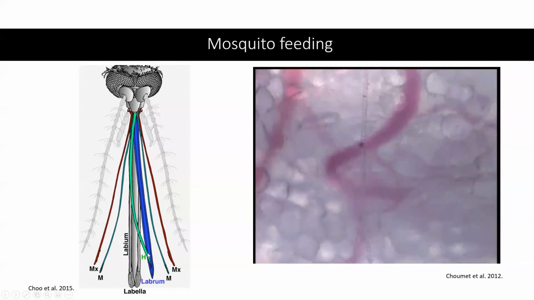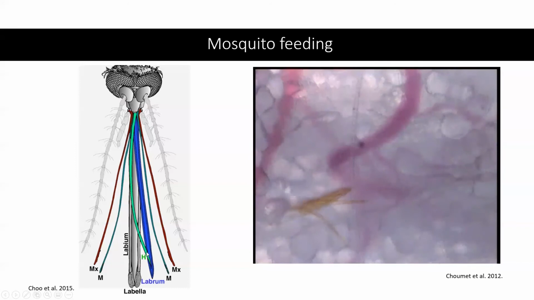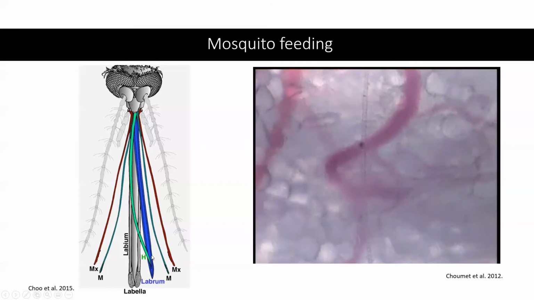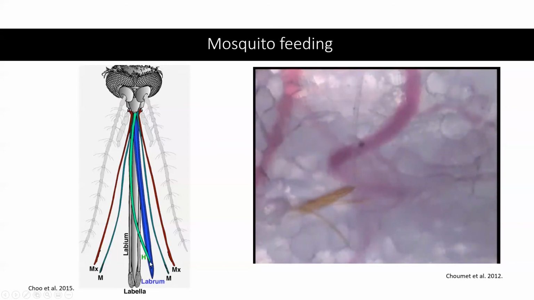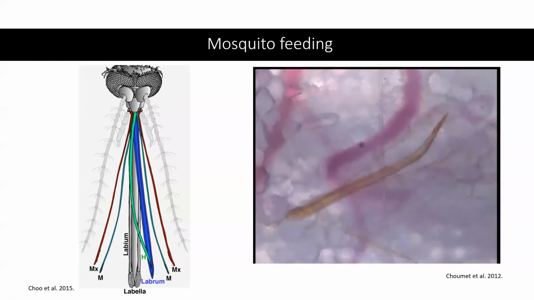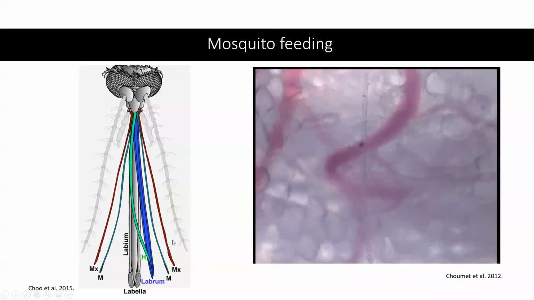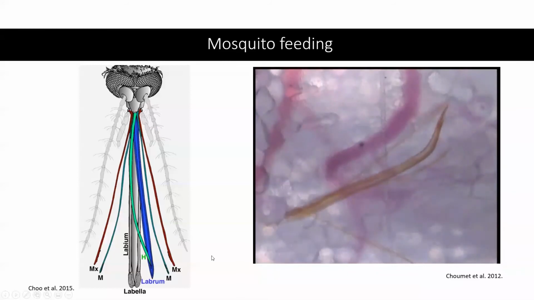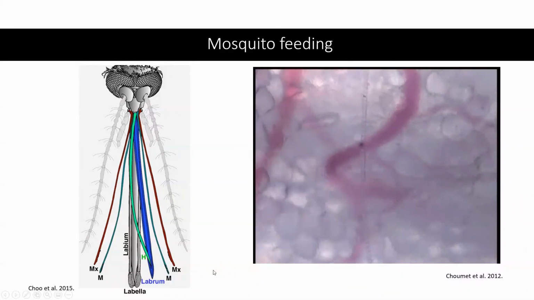Then we have the hypopharynx and the labrum that work together. The labrum houses the sensory organs, so this is responsible for sensing blood vessels. This is like a homing device. And then the hypopharynx is right there, so once the blood vessels are found, it can just pierce the blood vessel. So what is released is a saliva that has antihistamines and anticoagulants, so the blood can keep flowing, and the host doesn't feel the mosquito feeding on you. This is where the virus would enter your body, through the saliva when it feeds.